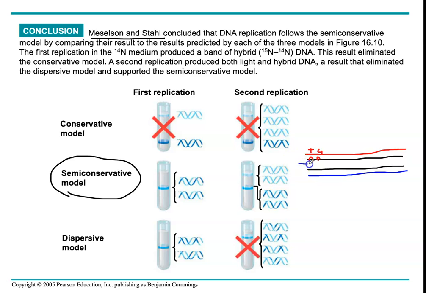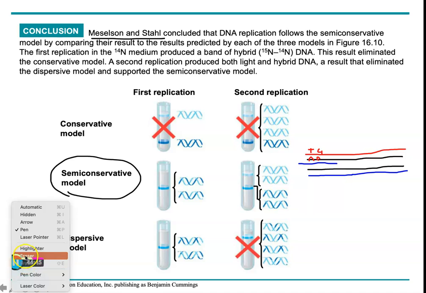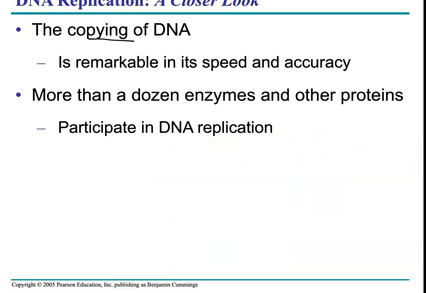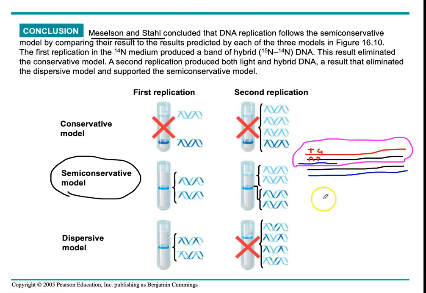And then when it breaks, now you have two sets of DNA. This is one set of DNA, and this is a second set of DNA. So every time DNA is replicating, it is semi-conservative. What do we mean by semi-conservative? There's an old strand and a new strand, and there's an old strand and a new strand.